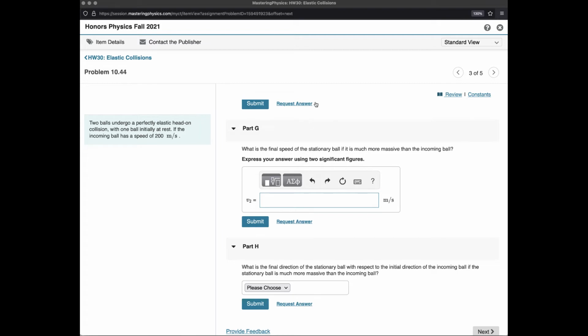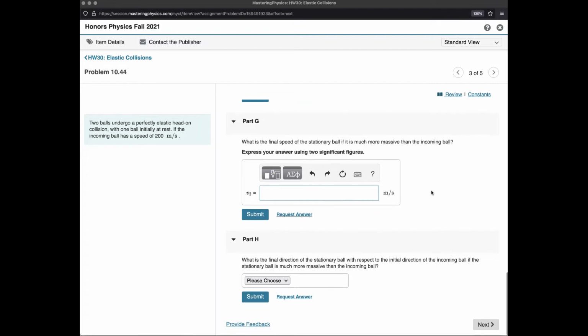What is the part G here? What is the final speed of the stationary ball if it is much more massive? Well, it's going to be very nearly equal to 0. What is the final direction of the stationary ball with respect to the initial direction? Well, the ball was initially stationary and it gets hit from the left. Then its direction must necessarily be to the right.